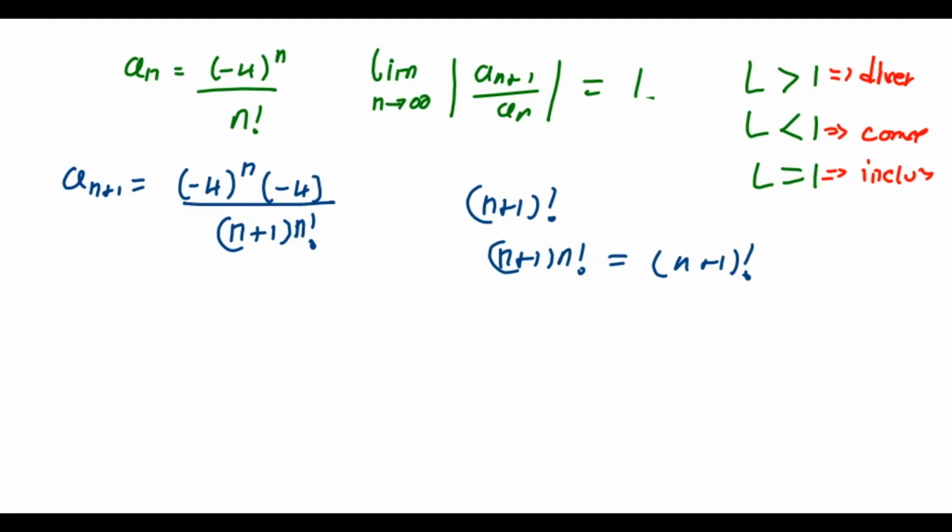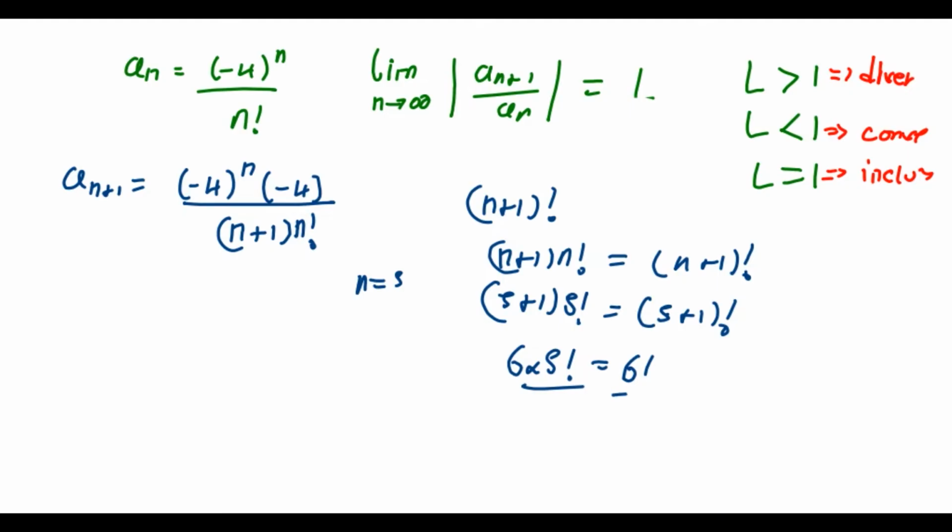If, let's say, your n is equal to 5, then you say 5 plus 1, and n factorial, which is 5 factorial, is equal to 5 plus 1 factorial. This is going to be 6 multiplied by 5 factorial is equal to 5 plus 1, which is 6 factorial. So this and that are the same. So you should always try to do that in terms of factorials.